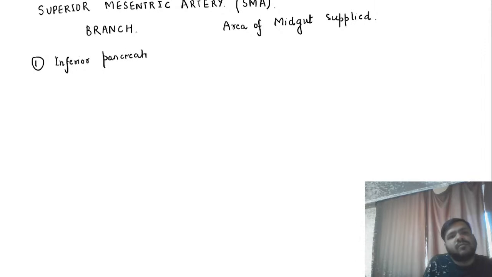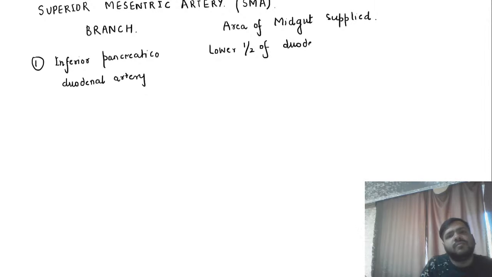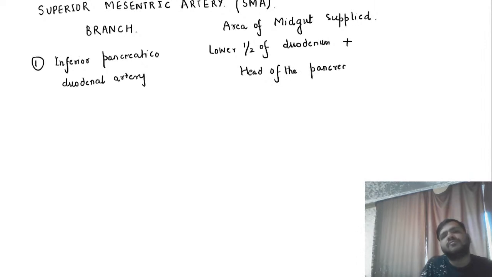So remember that the first branch is the inferior pancreaticoduodenal artery. It is supplying the lower half of the duodenum. ओके, प्लस मैंने बताया था नीचे की तरफ क्या होता है, हेड होता है पेनक्रियास का, ठीक है, plus the head of the pancreas.